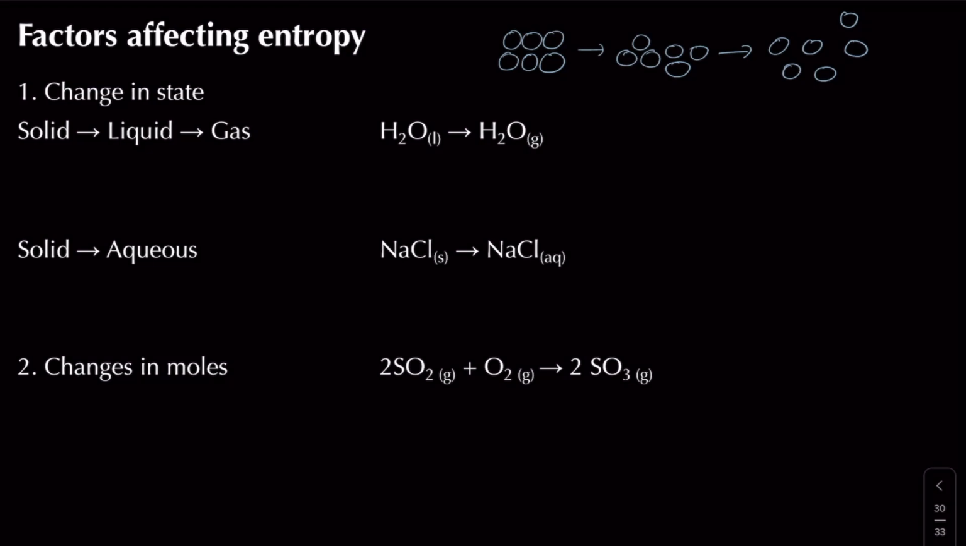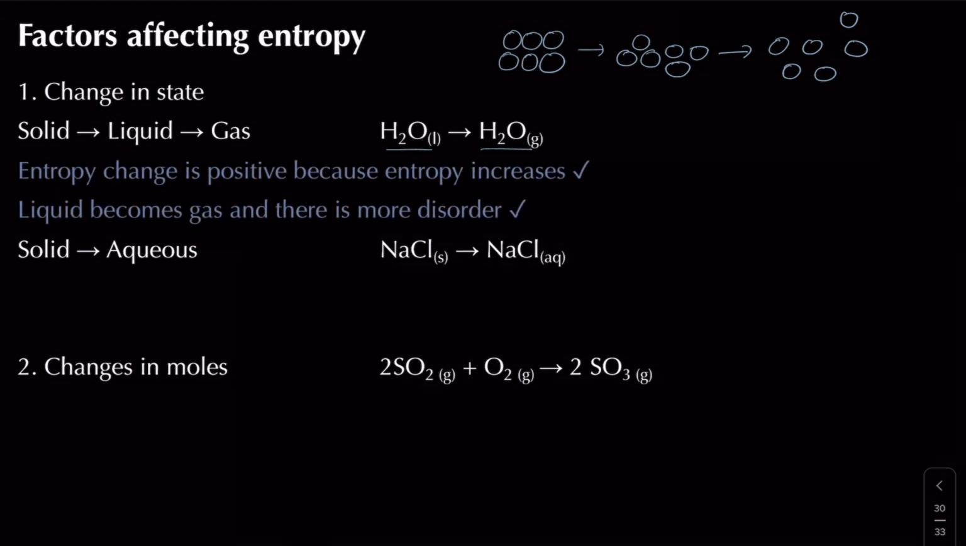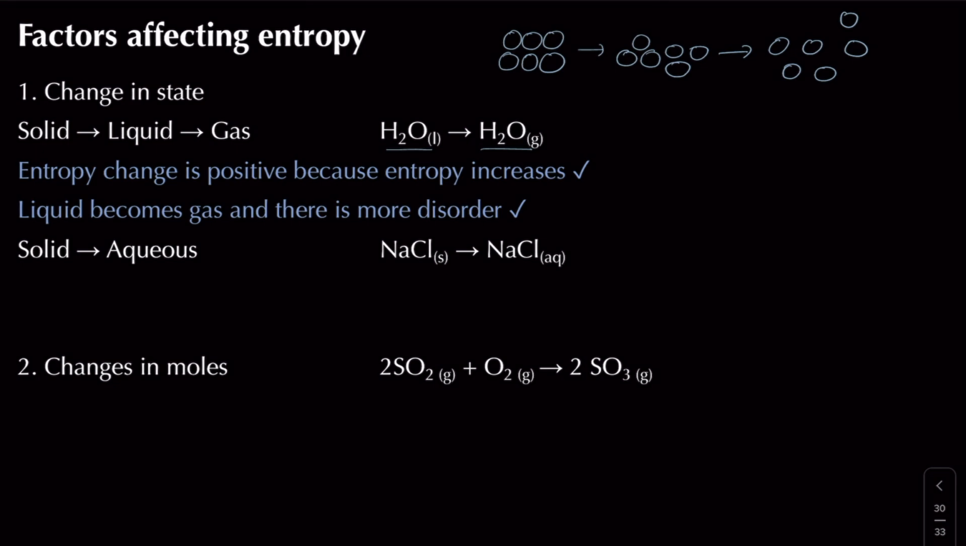Now if I look at this example here, I've got water, which is a liquid, being boiled, and it evaporates to form steam. We know entropy is going to increase in this case, right? So how do I actually explain that in the exam? What do I need to say? Well, the first thing that we can say is that the entropy change is going to be positive because entropy is increasing. We've already established that from the state changes. How do we explain why in the exam? Well, we would say that the liquid becomes a gas and there is more disorder.